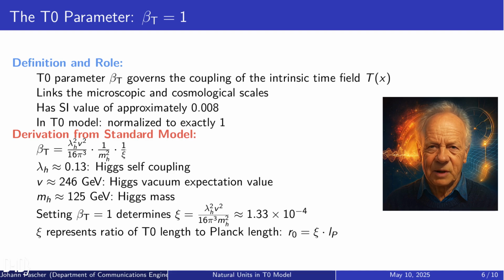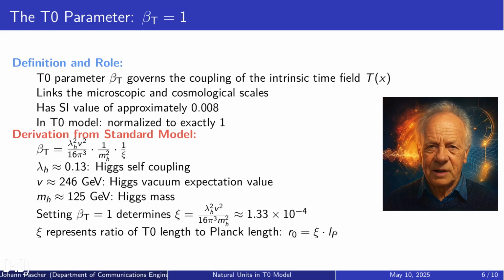The T0 parameter, beta t, governs the coupling of the intrinsic time field T of x in the model. It links microscopic and cosmological scales and has an SI value of approximately 0.008. In the T0 model, we normalize this parameter to exactly 1.